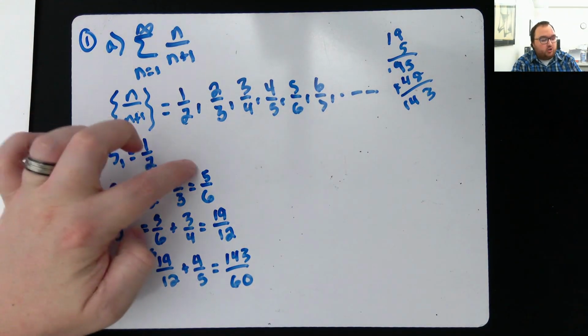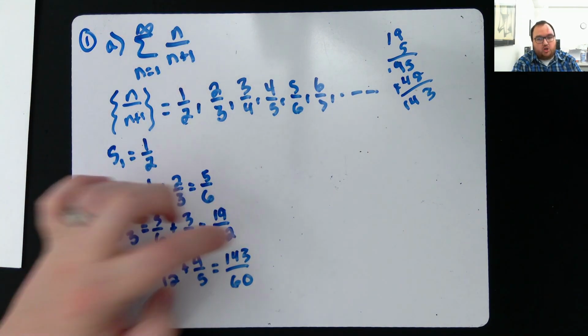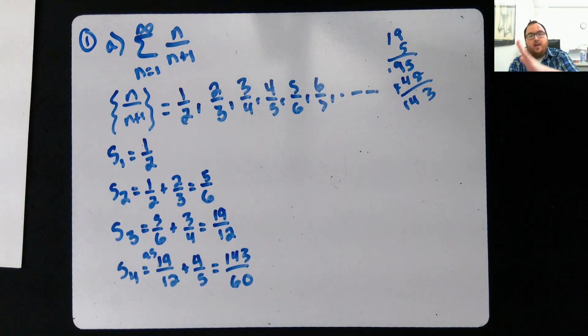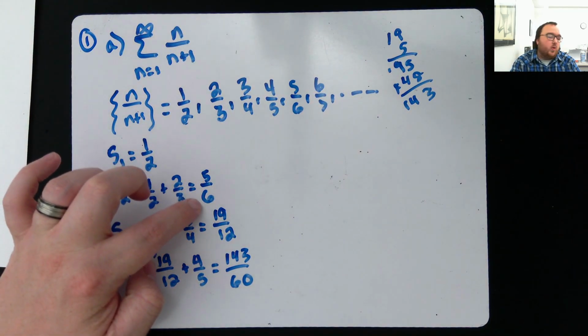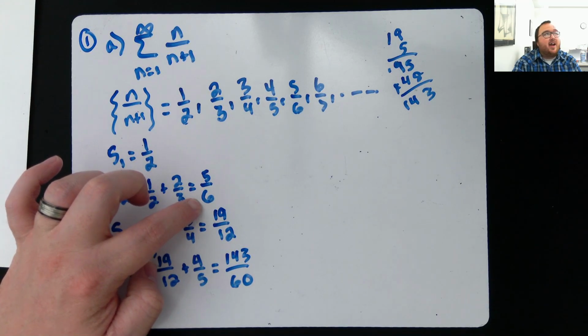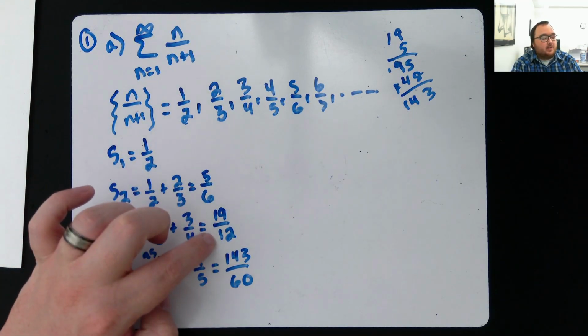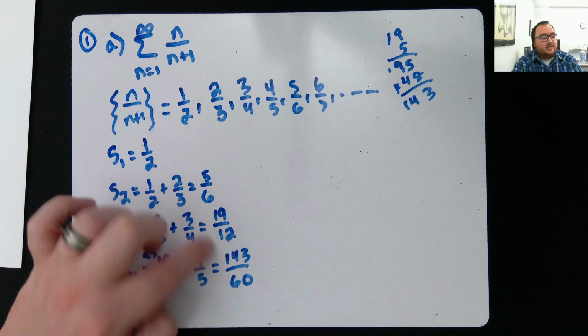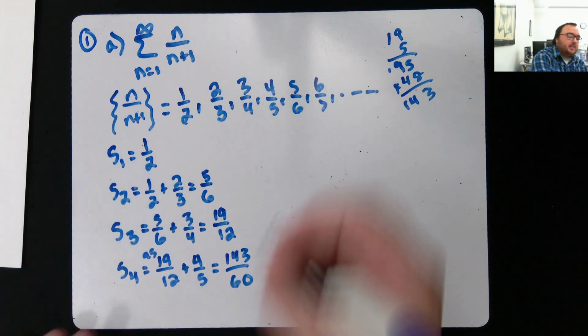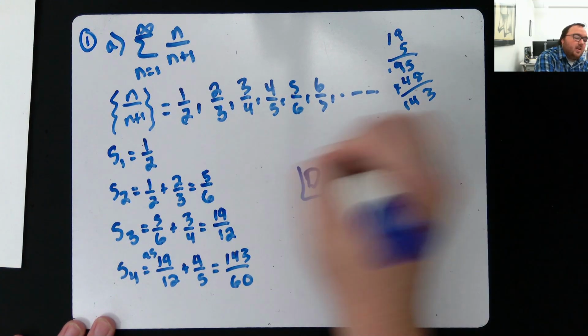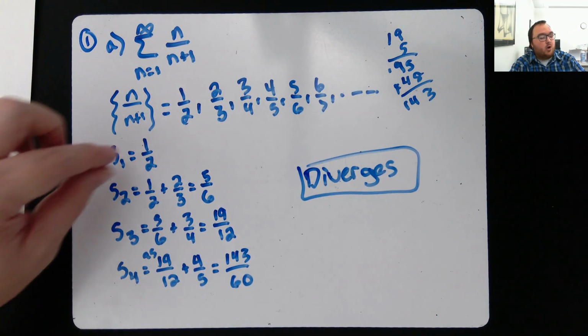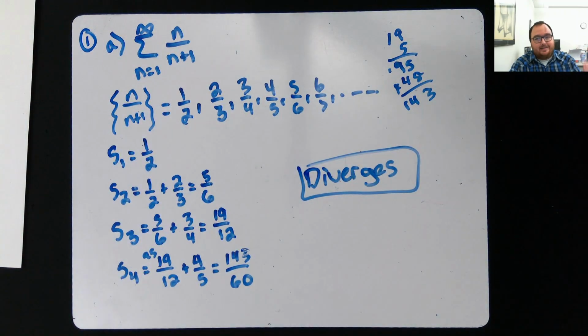These are just getting larger and larger. It's just going to keep growing and growing, right? This is like 0.5. This is like 0.89 something something. This is over 1. This is over 2, right? So this is divergent. It diverges, again because the sequence of partial sums diverges. It just grows and grows.